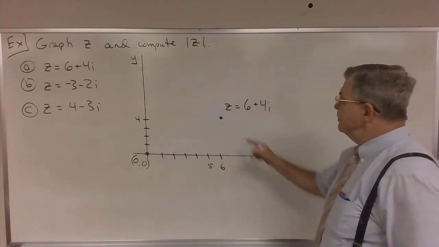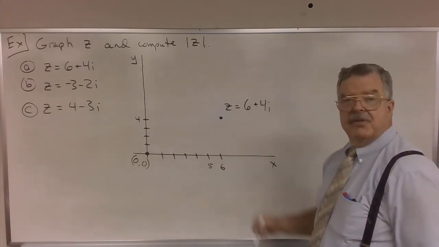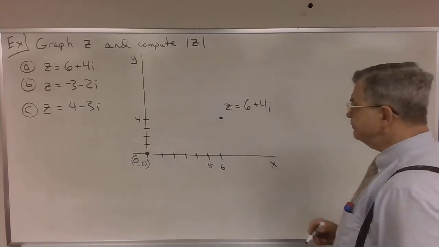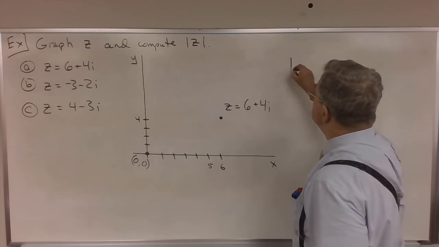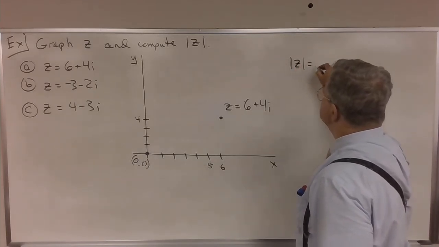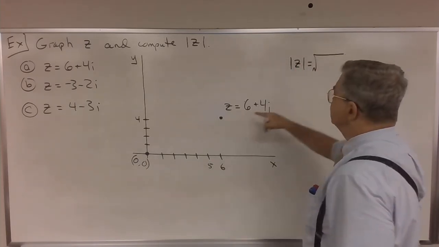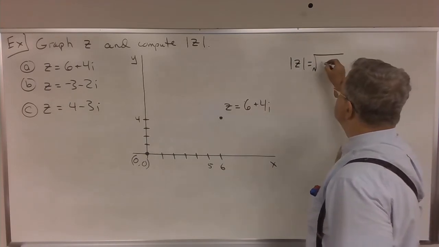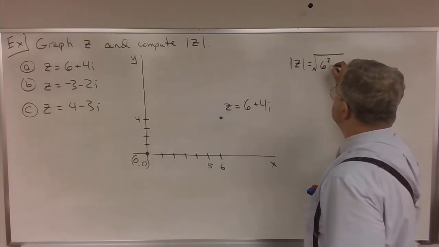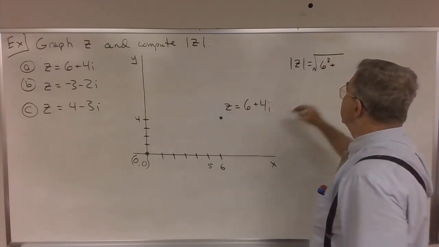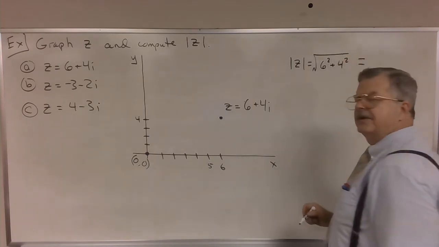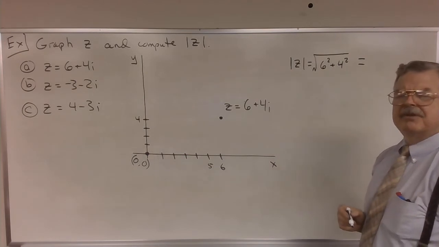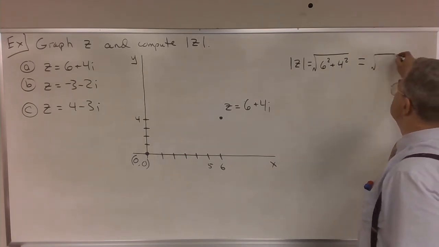And there's the real number 6 plus 4i. Now, as far as the modulus goes, the modulus of z is the square root of the real part squared plus the imaginary part squared. So it is 36 plus 16, 52.